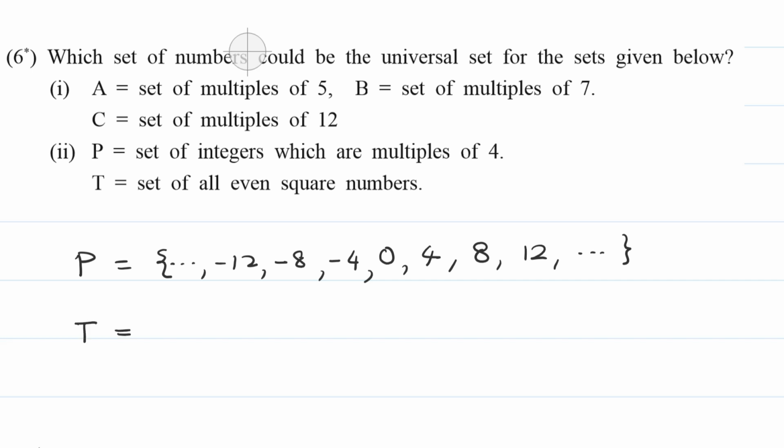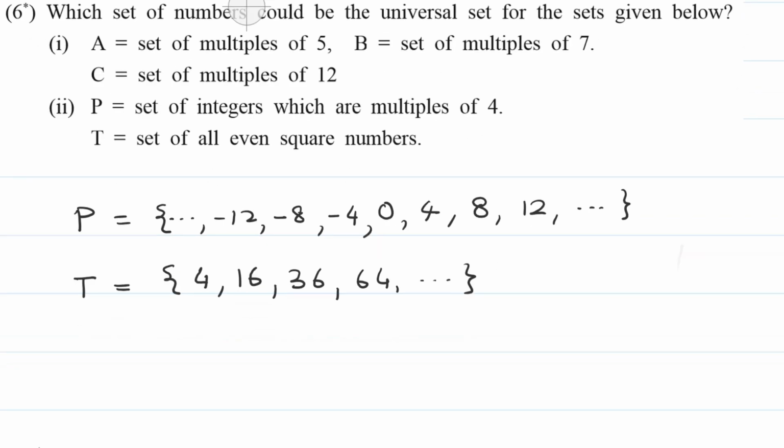T is the set of all even squares. The square root of an even square is an even number. The first even number is 2, 2 squared is 4. The next even number is 4, 4 squared is 16, 6 squared is 36, 8 squared is 64 and so on. So this is the set of all even square numbers. This set is also a subset of integers. So we can consider I as the universal set.